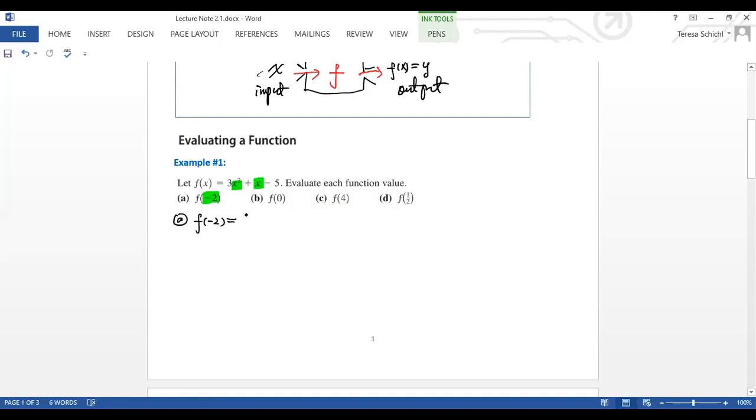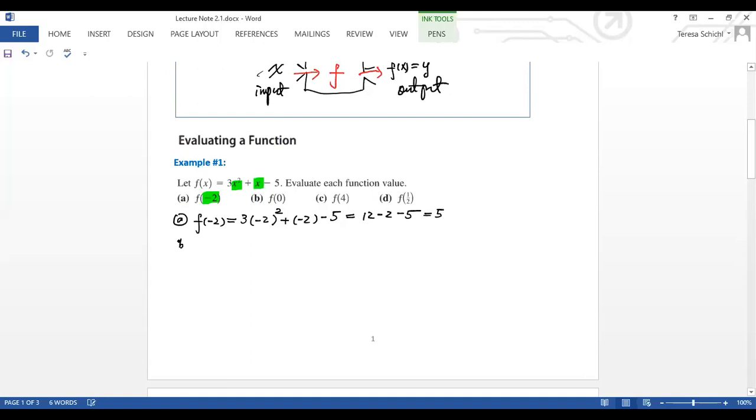Every x value we replace with negative 2. So this is 3, then negative 2. Be careful that it is negative 2, the whole thing squared, right? Then plus negative 2 minus 5. Here they basically test whether you know how to plug in the number, right? So be careful, negative times negative is positive. So this is 12 minus 2 minus 5. So what is your answer here? It is 5, right?